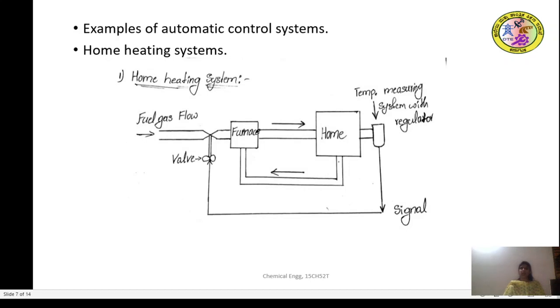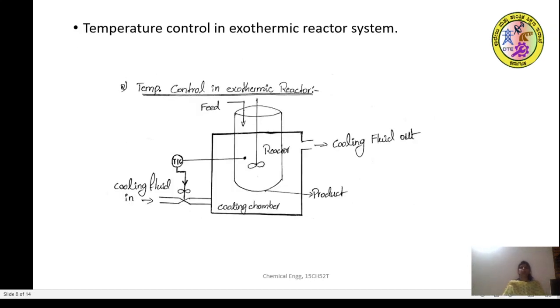This is how the automatic controller operates. The example of home heating system. So let us look into one more example, the temperature control in an exothermic reactor system. Here you can see the jacket is being provided around the reactor, wherein the cooling fluid, the cold fluid, will be sent inside the jacket and the cooling fluid out, and the temperature of the reactor is being maintained.